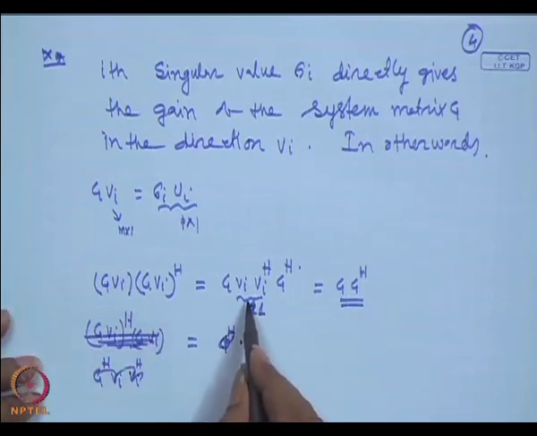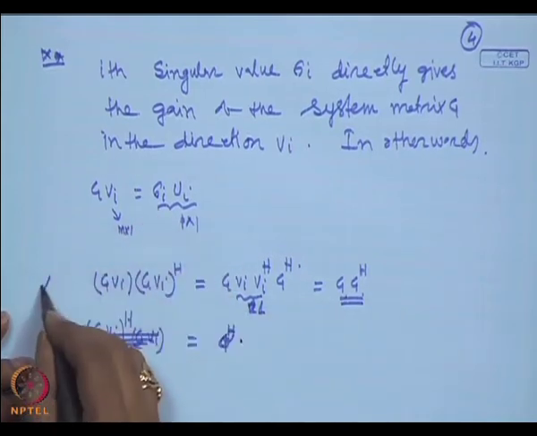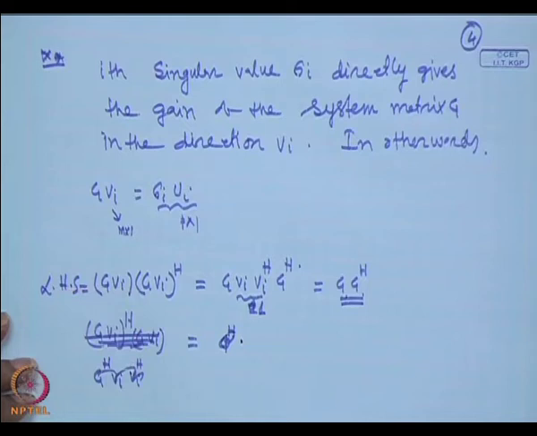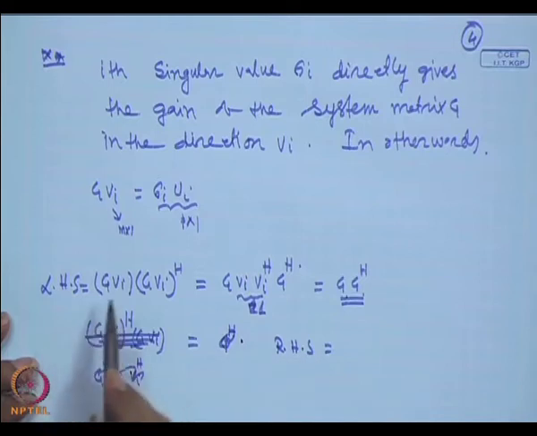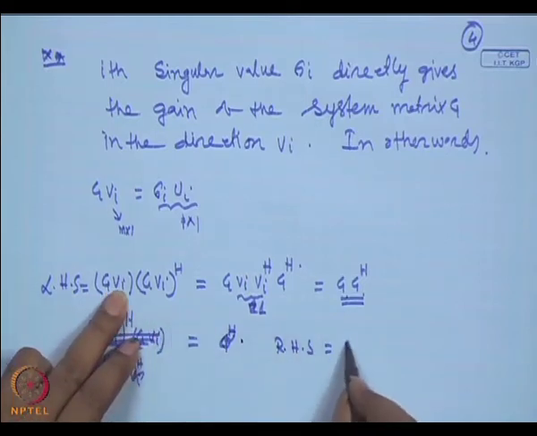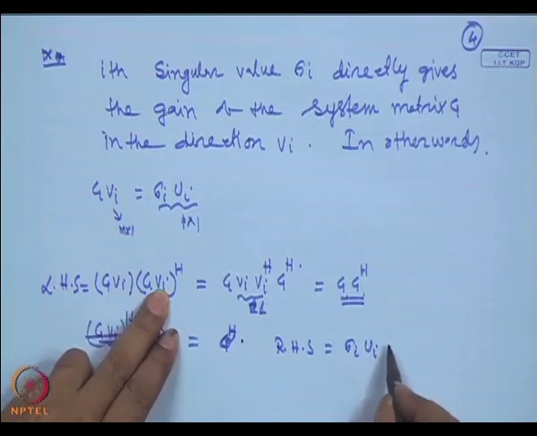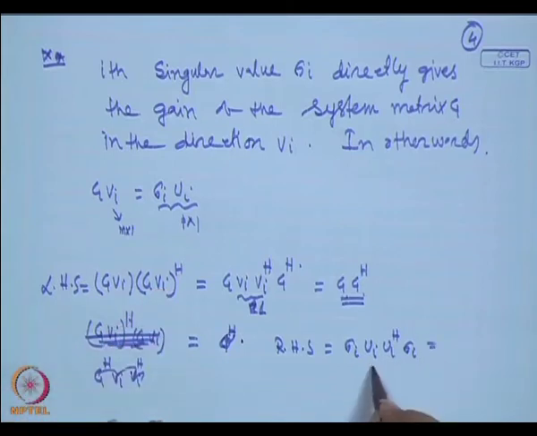For this one, this is equal to this one, and this is the left hand side, sorry, and the right hand side we can write: G v_i is nothing but sigma_i into u_i, and (G v_i) transpose is nothing but u_i^H sigma_i, because it is a scalar quantity. So, this is a 1, this is nothing but sigma_i squared. So, the right hand side is equal to the left hand side, agree.